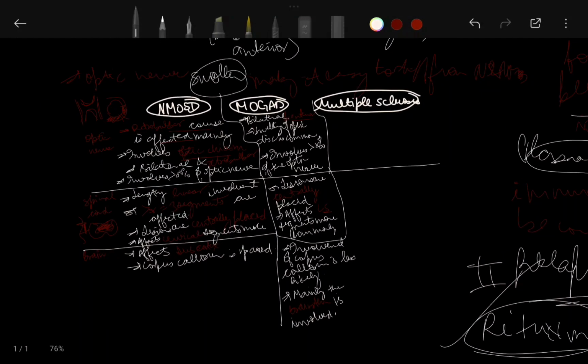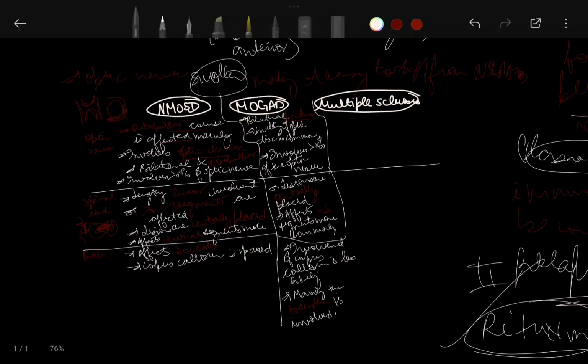Till now, in neuromyelitis optica spectrum disorder, it was retrobulbar and bilateral, more than 50% of the optic nerve was involved, and it involved the optic chiasma. In MOGD, it was again bilateral, and again more than 50% of the optic nerve was involved, but in this case, swelling of the optic disc is common.